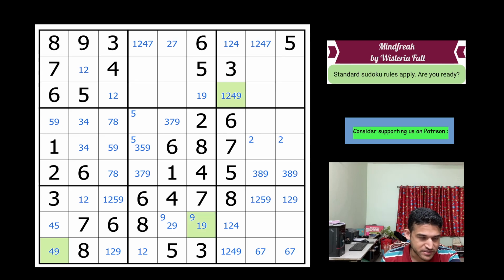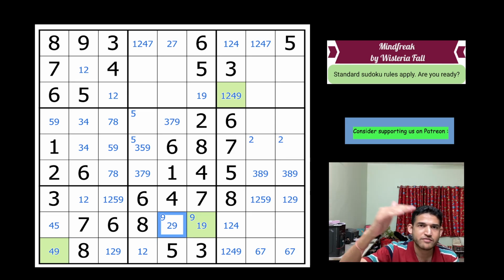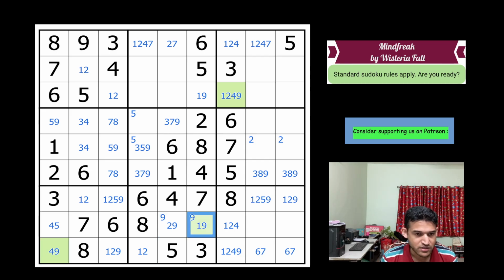Now a 9 here forces a 2 and a 1 here, right? You need to remember the crucial cells. You don't need to look at each cell for what it carries. Just look at cells which are far flung from each other. A 9 here forces a 2 here and a 1 here. Now a 1 here will force a 1 here, right? And a 2 here. So let me just put a 1 here, a 1 here, and a 2 here.